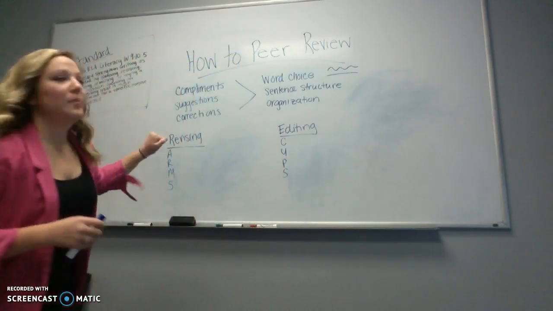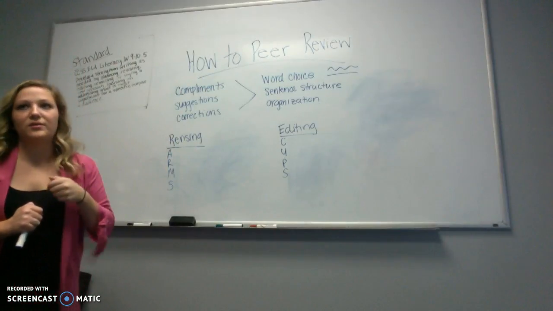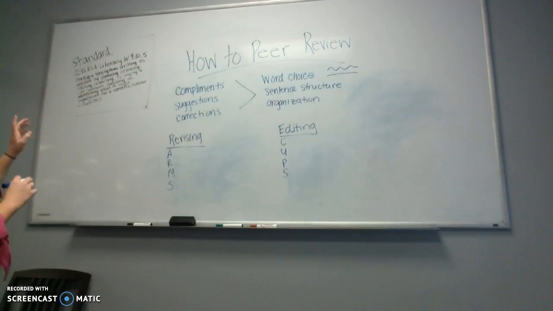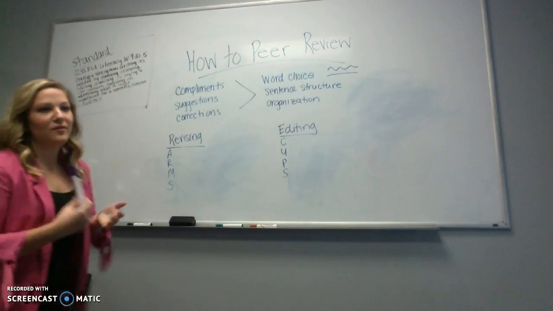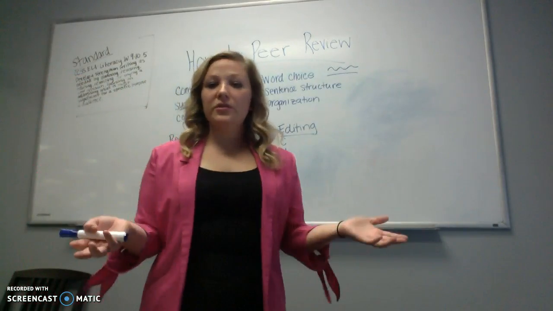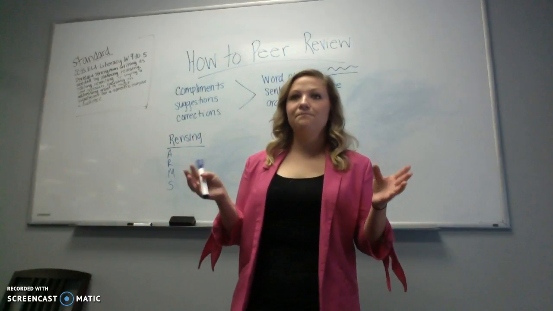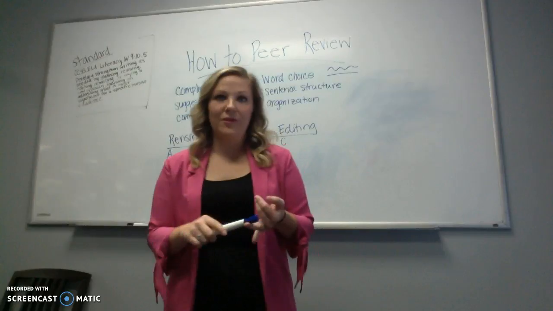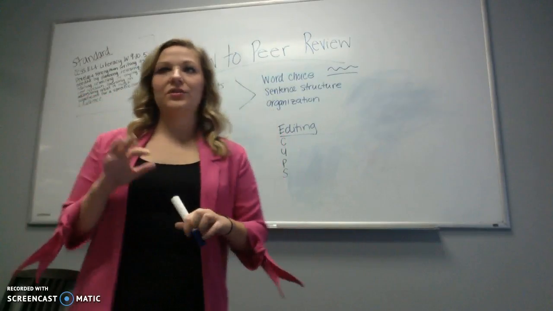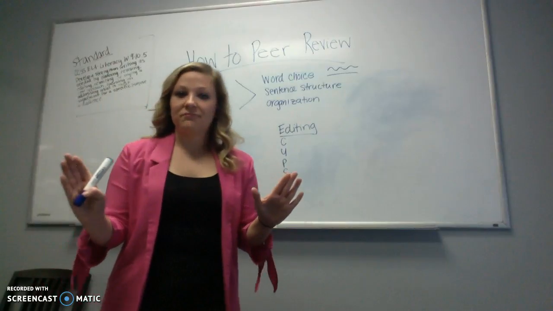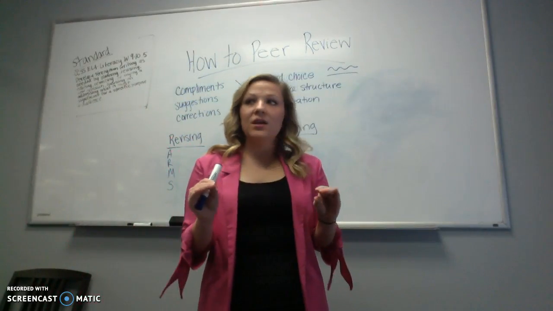So I have a standard up here that will connect with our mini lesson. If anyone is interested, it is the Literacy Writing for grades 9-10, number 5. And it says, develop and strengthen writing as needed by planning, revising, editing, rewriting, or trying a new approach, focusing on addressing what is most significant for a specific purpose and audience. So clearly what we are going to be doing in this lesson is discussing the revising, rewriting, and editing portion of that standard.